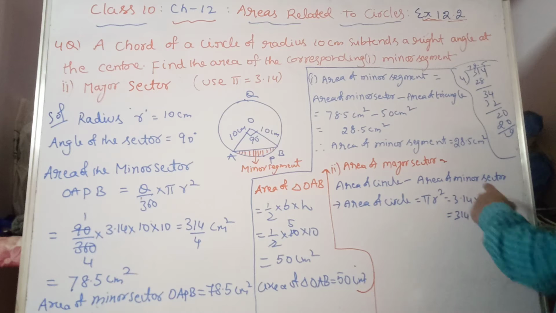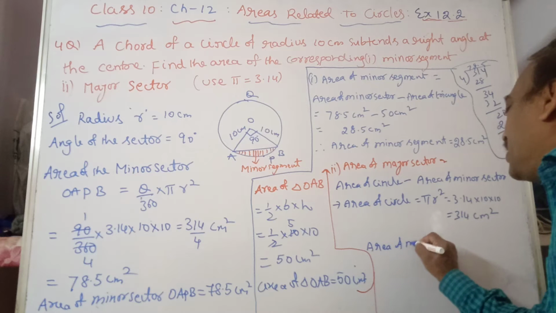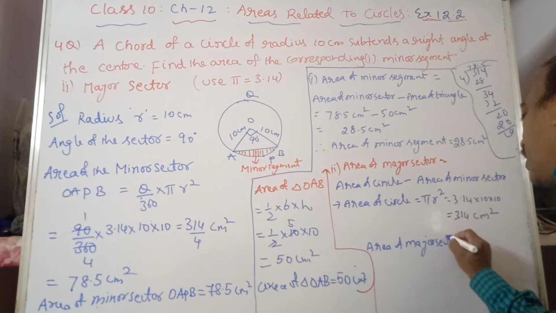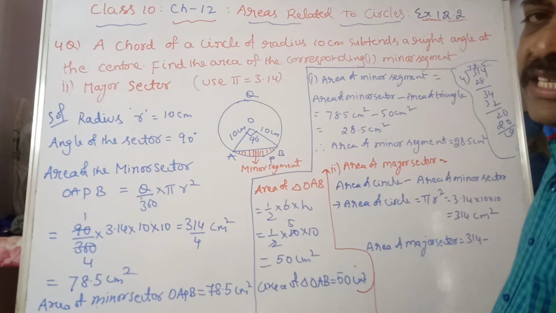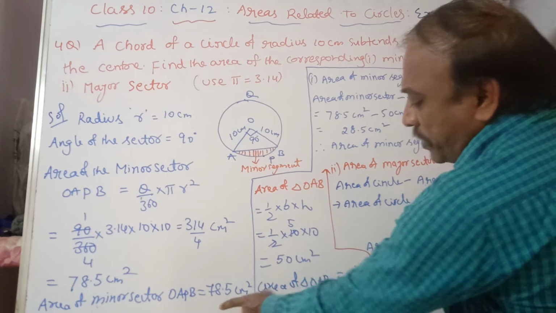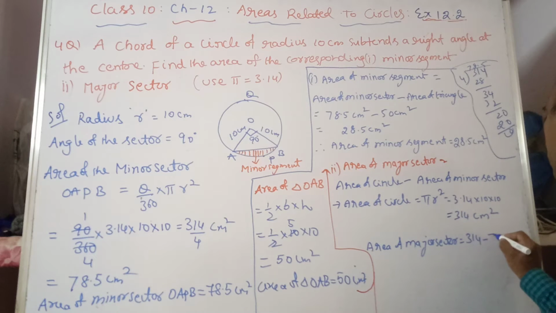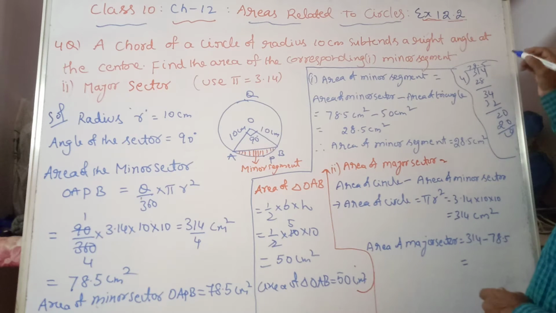Now the area of the minor sector we know. So area of major sector is equals to 314 minus the area of the minor sector. Already we got 78.5, so 78.5 centimeter square. This is also centimeter square. Okay. So if you subtract these two, 314 and 78.5, here I am doing the rough work.